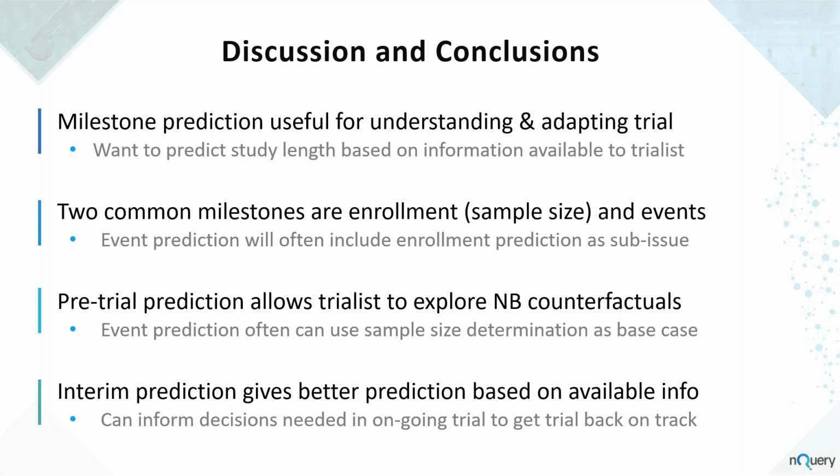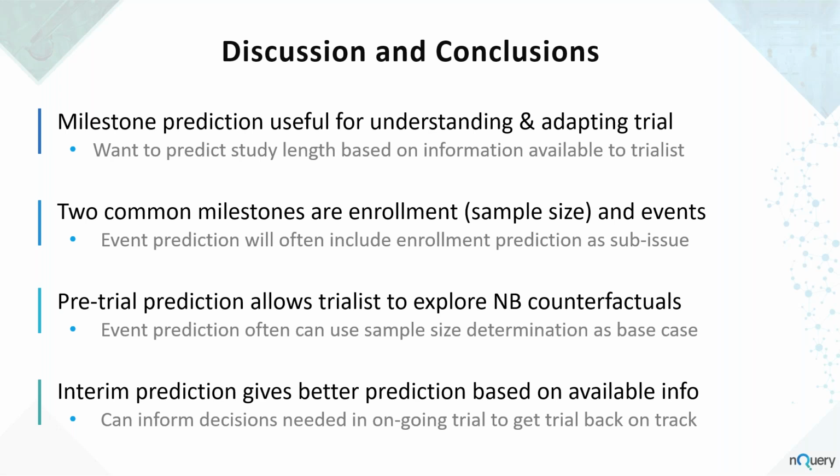But just to conclude very briefly here, milestone prediction can be very useful for understanding and perhaps adapting your trial if it's off schedule. We want to predict that study length based on the best information available. So before the trial, based on the kind of things we're using in our sample size calculation, for example, for survival trials, while the trial is ongoing, using the actual interim data, or if we don't have access to that, maybe just summary data of what's happened so far. So we know that, say, 300 events have happened in the first 30 months. We can also use that if we go back to the fixed parameters, the summary data approach. Instead of using the pre-trial information, we'd use the actual information in that case. It's basically the same concept though.